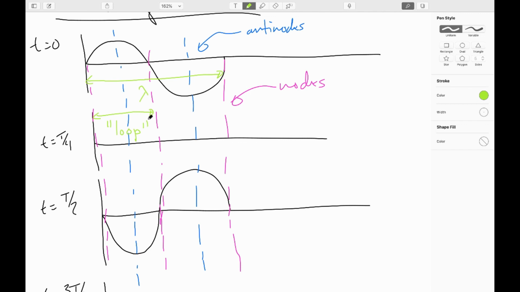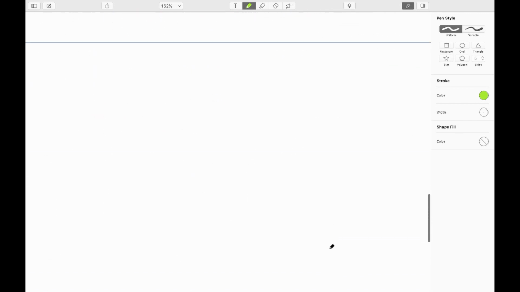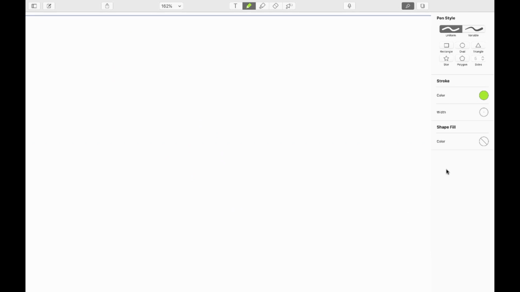So what we've got is every single point on the string executing simple harmonic motion, and the size of the envelope it's allowed to oscillate in is itself dictated by a sine function. So this only happens at very specific frequencies. So let's try to figure out what those might be. Well, it turns out that will depend on the boundary that you have.